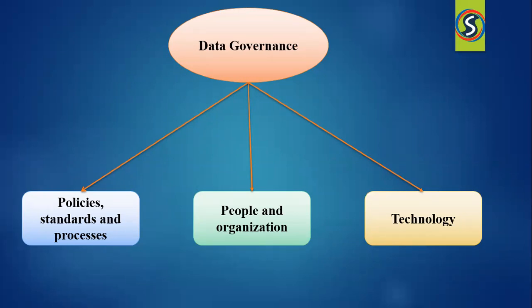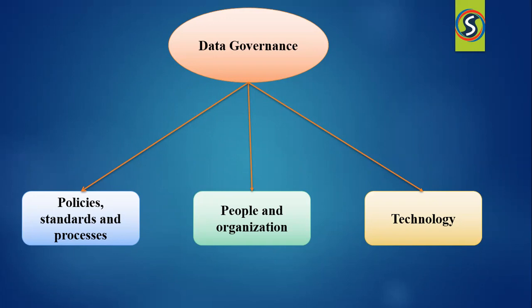So basically, it is a combination of policies, standards, and processes. We have the people and organization, and we have the technologies. A company will put these three in place to manage its data throughout its full life cycle, and as a result, it will give high availability, usability, integrity, and quality.